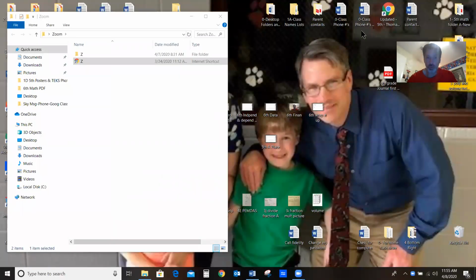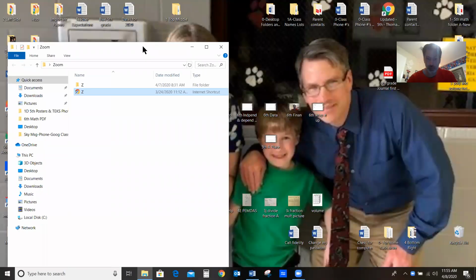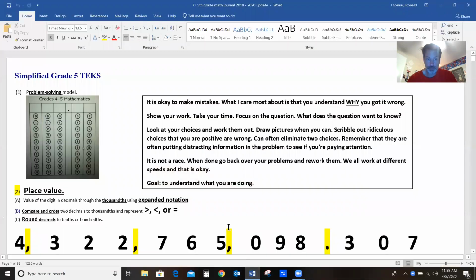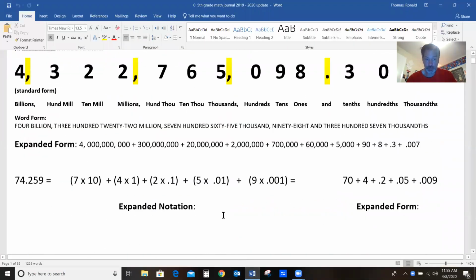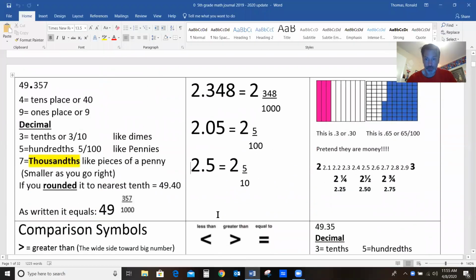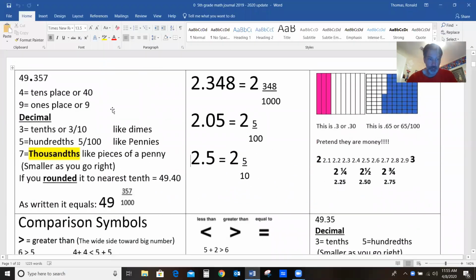All right, let's continue this fifth grade journal. Let me share my screen and let's go. There we go. Right here. All right, we did this first page. We talked about it. Remember, pause and watch whatever you need to, whenever you need to. Let's start.